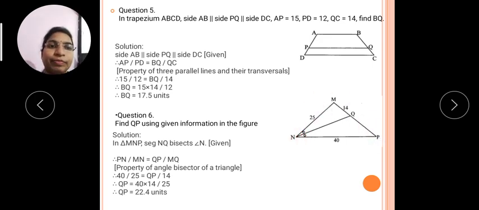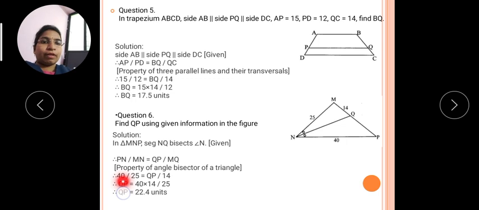If you write PN upon NM is equal to MQ upon QP, then it will be wrong. Therefore, by substituting the values, PN is 40, MN is 25, QP is what we have to find, and MQ is 14. So QP is equal to 14 times 40 divided by 25. You will get the answer QP is equal to 22.4.